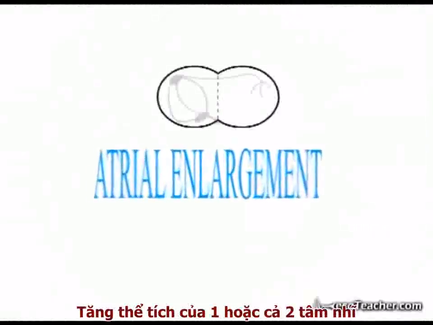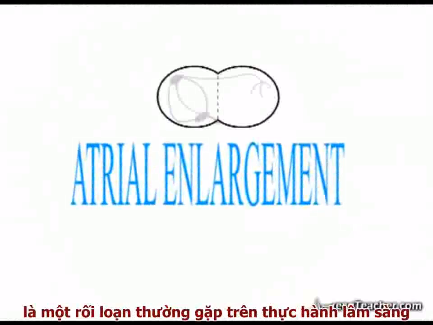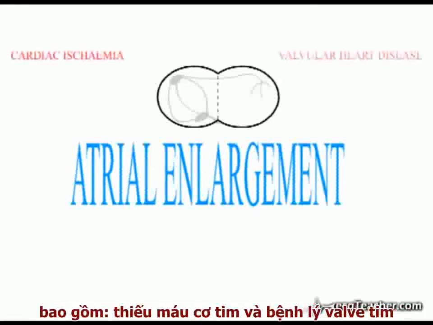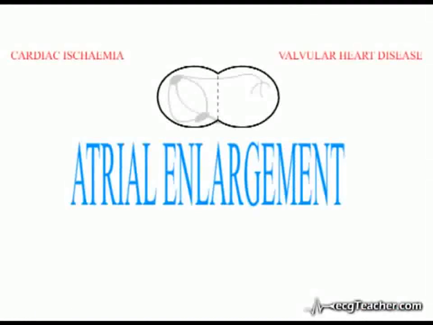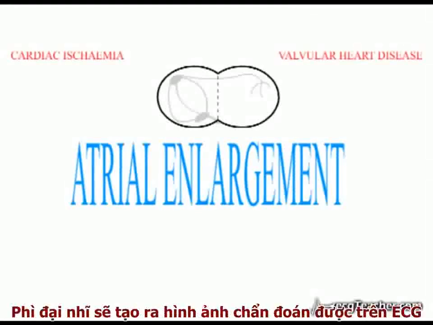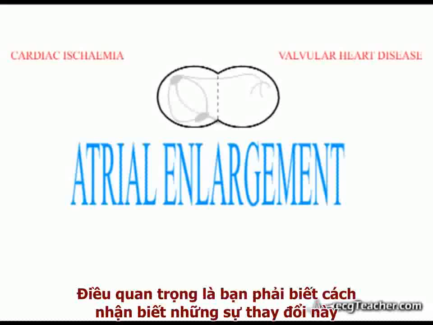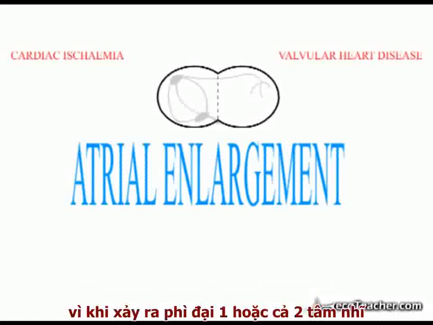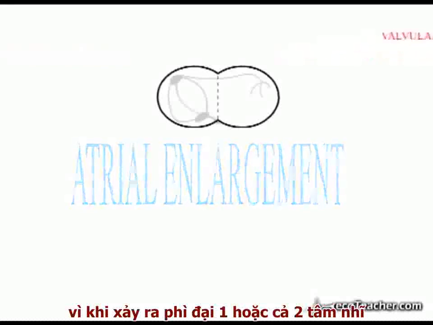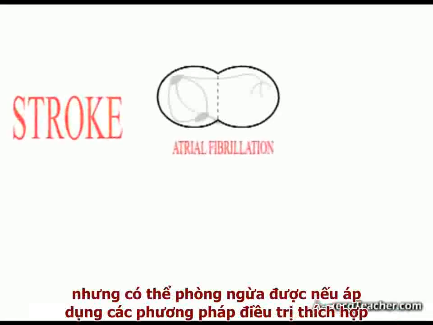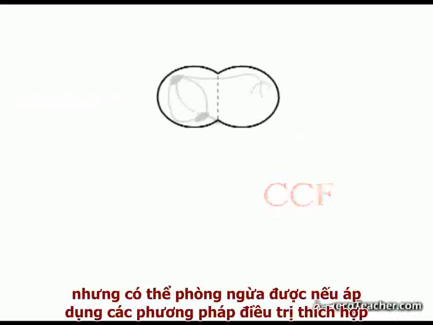Enlargement of one or both of the atrial chambers is commonly encountered in clinical practice and occurs secondary to a range of conditions, including ischemia and valvular heart disease. In a proportion of cases, atrial enlargement produces diagnostic changes on the ECG. It is important to be able to recognize these changes, as enlargement of one or both of the chambers places patients at risk of multiple complications, which may be preventable if appropriate steps are taken.